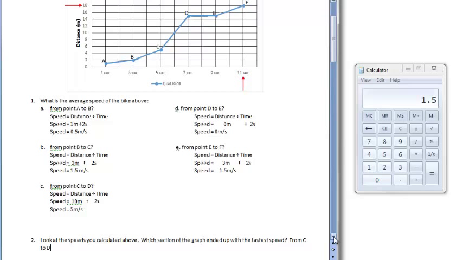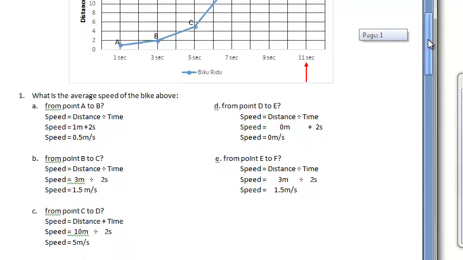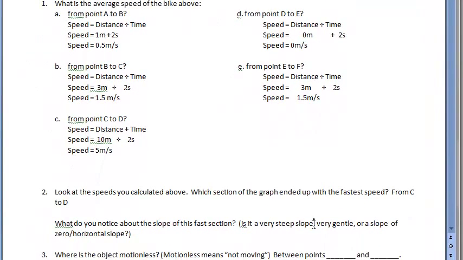The next question asks you to look at the slope of the graph at that point. When you look at the graph from C up to D, does it seem very steep, meaning very straight up? Does it seem very gentle, as if it would be very easy to walk up if it was a hill? Or does it have zero slope, meaning it's horizontal and straight across? You should have answered that it is a very steep slope compared to the rest of it. So very steep would be your answer on this part of the graph.